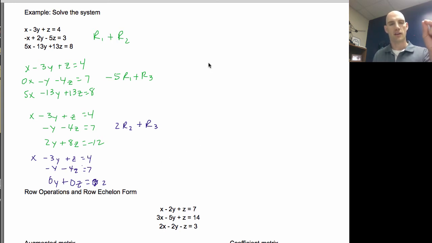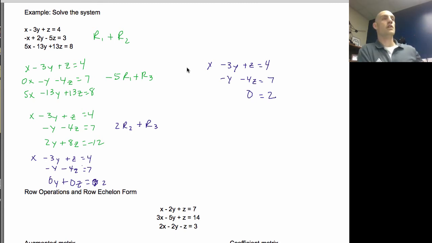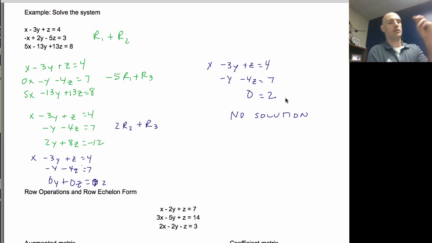So I'm left with x minus 3y plus z equals 4, and negative y minus 4z equals 7. And then 0 equals 2. Okay, so sometimes we get this situation where we get a last line that's nonsensical. Well, you guys know from previous that if we get a line that's nonsensical, we would say that this system has no solution. So once you've proven that you did everything correctly, you can always check it on your math by doing back substitution or whatever it happens to be.